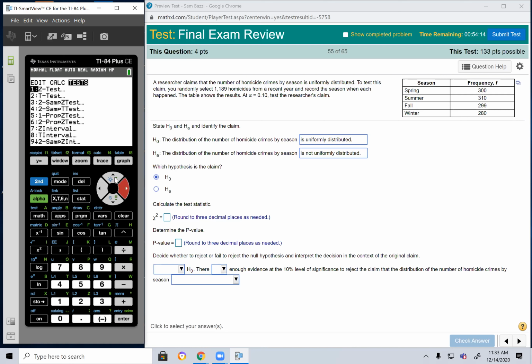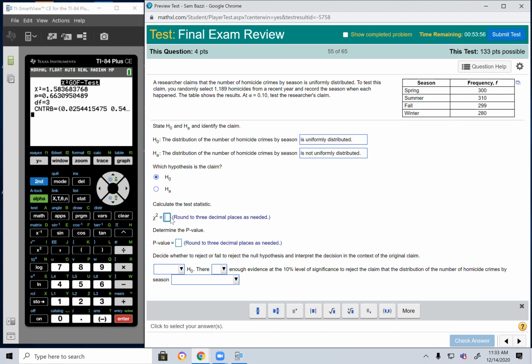And let's run the test. Stat, Tests, scroll up, it's the goodness of fit test, enter. Degrees of freedom is 3 here, because 4 minus 1, guys, is 3. Calculate. Okay, chi-square is 1.584. P-value, oh, it's a huge 0.663. How many decimals? 3 decimal places.